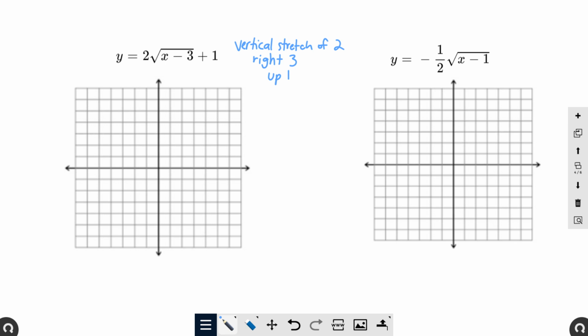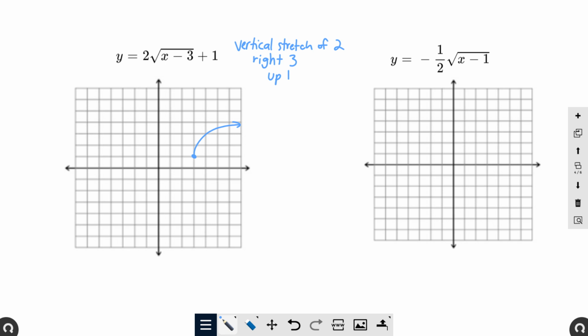First thing you should do is the up, down, left, right. So we're moving right 3, up 1. That's my starting point. And then a vertical stretch of 2 means it just goes a little higher on that kind of takeoff. So go a little higher and then make it go up and over.